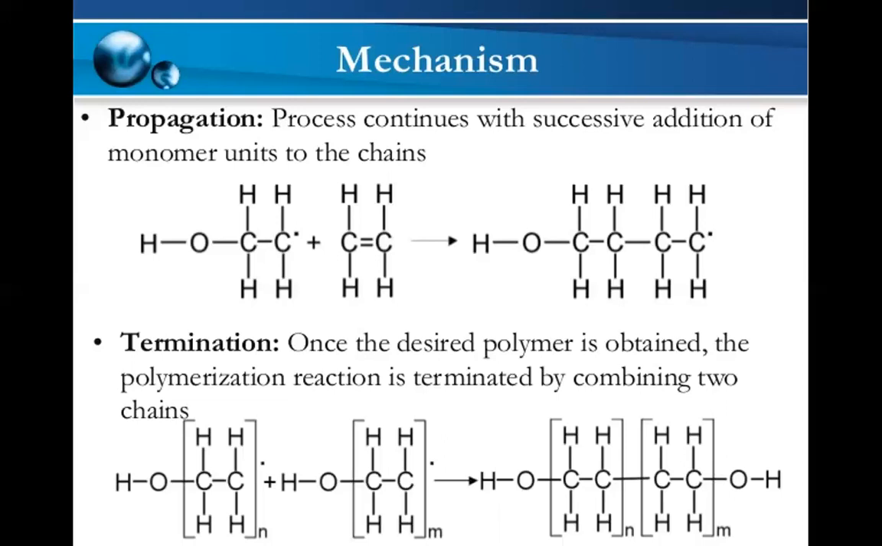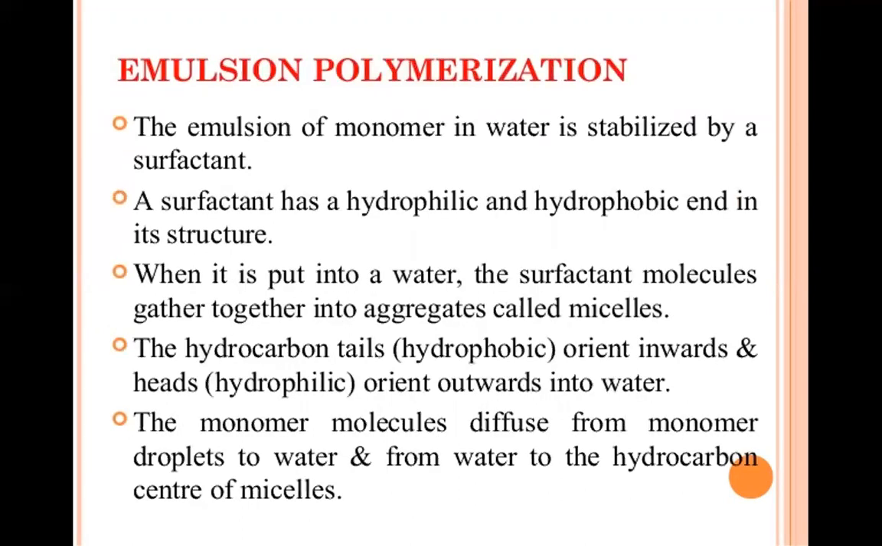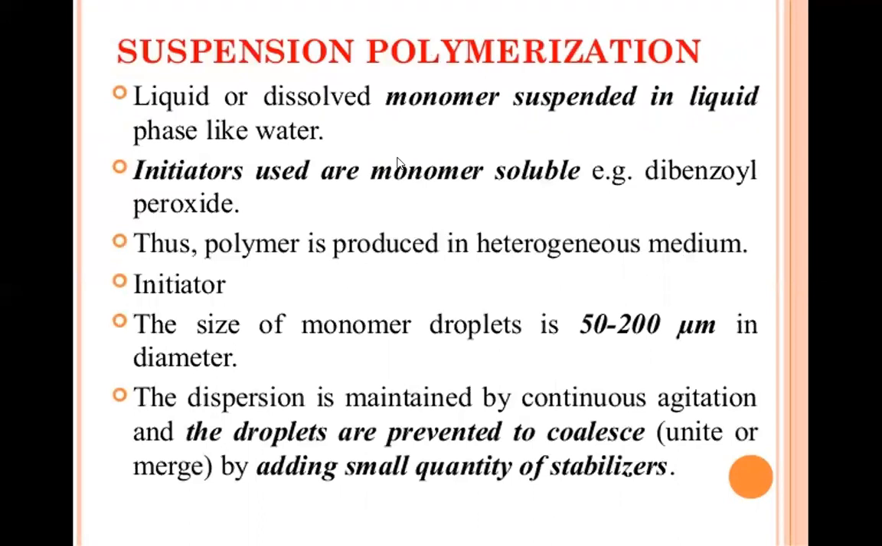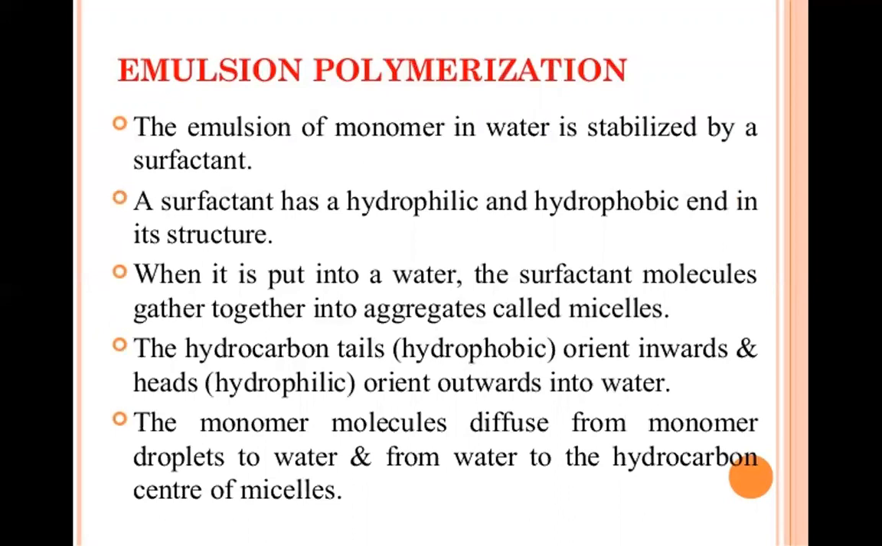Next, coming to the next topic, which is known as techniques of polymerization: how the polymerization takes place. There are two types of techniques to undergo polymerization. They are emulsion polymerization and suspension polymerization. What is emulsion polymerization?